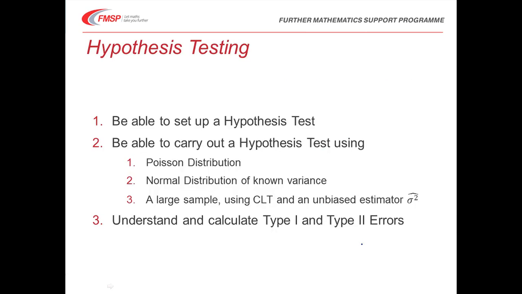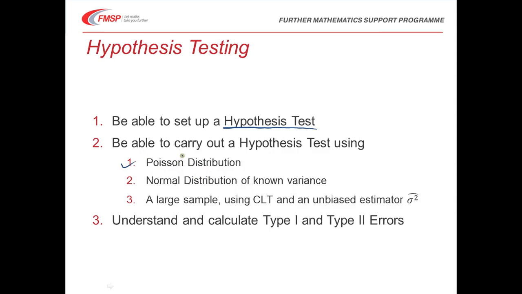Now hypothesis testing is quite critical in statistics. It's the experiment that you would do in statistics, and everything's pretty much been building towards this. So what's really important is that you understand how to set up a hypothesis test correctly, making sure that both your null and alternate hypotheses are correct, and that you are then able to carry out the test correctly. You need to be able to do it with the Poisson distribution.